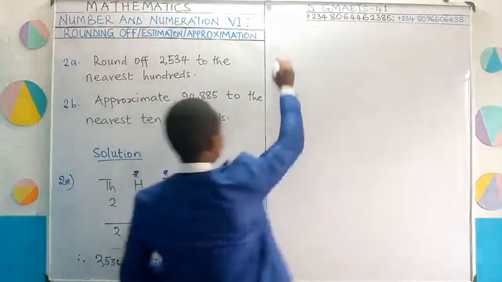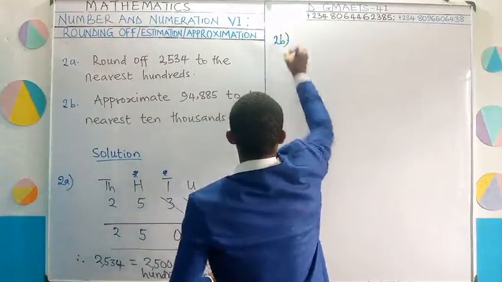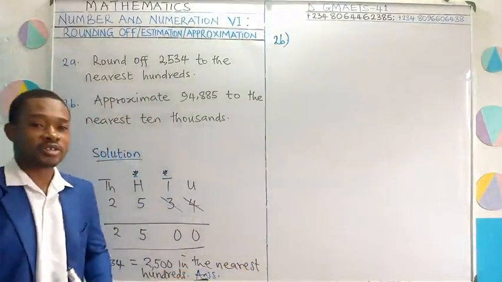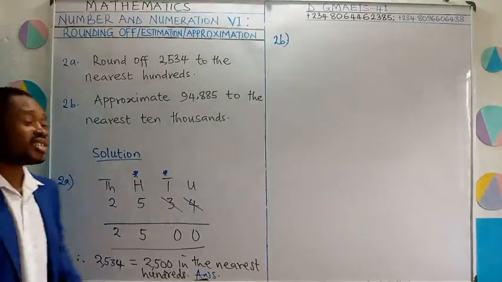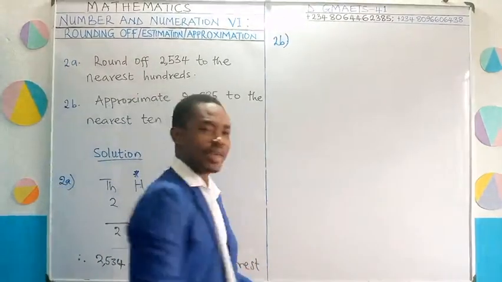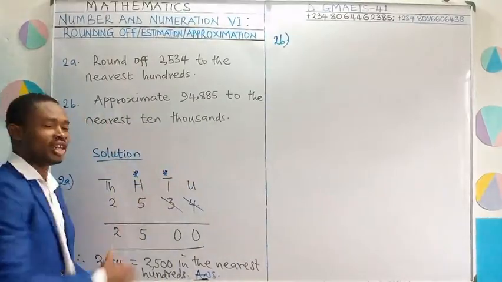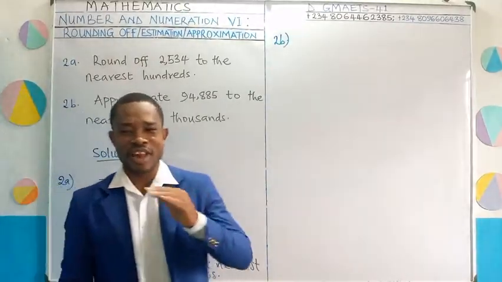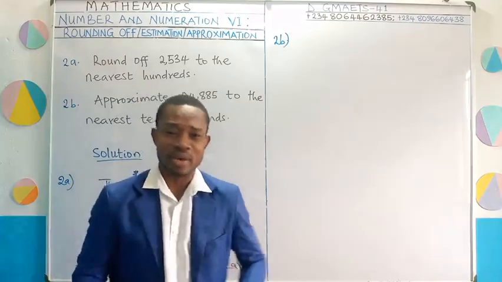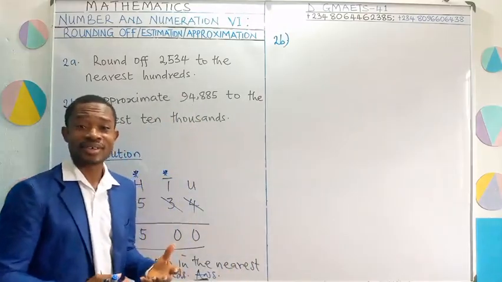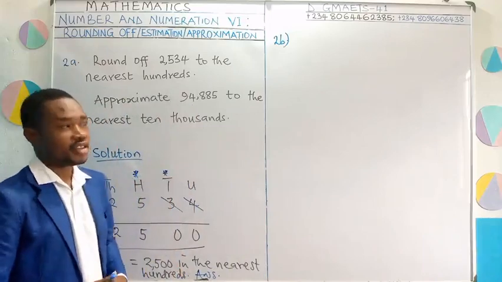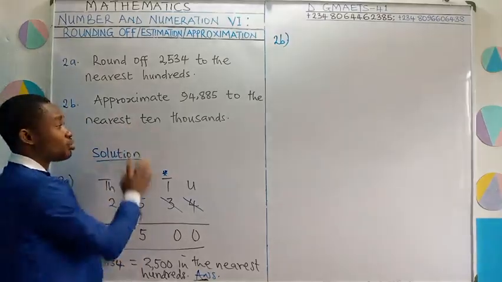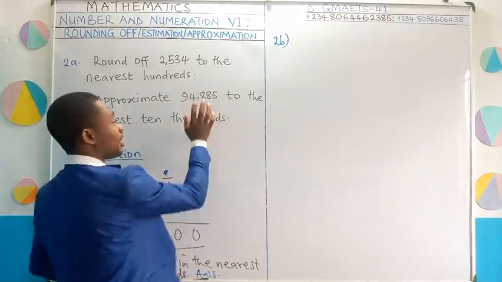Solution 2b. Question 2b, the solution, we are approximating 94,885 to the nearest 10,000. Okay, must we always write these place values? I think we've reached a level where we may not really need to bother ourselves writing place values. You should have them at heart already. I've always encouraged that. Therefore, I'm going to solve this question, number 2b, without writing a place value of this.